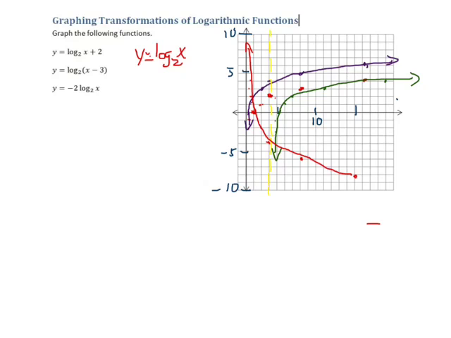And let's try that one more time. Something like that. So the red curve there is our negative 2 log base 2. The green curve here was the x minus 3, which has moved right 3. And the blue curve has moved up 2 with that plus 2. And that's how we graph these logarithmic functions. So give it a try and take your time and you'll get it.